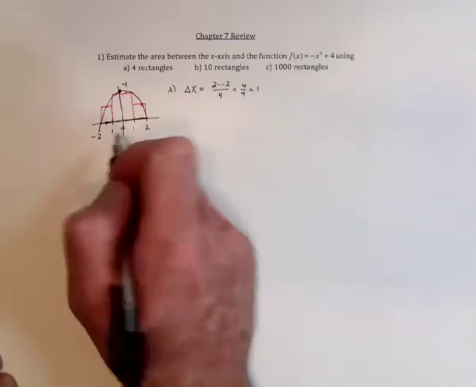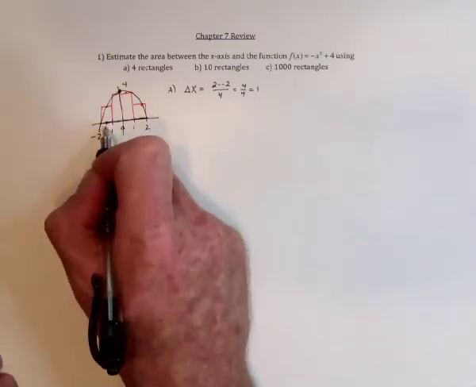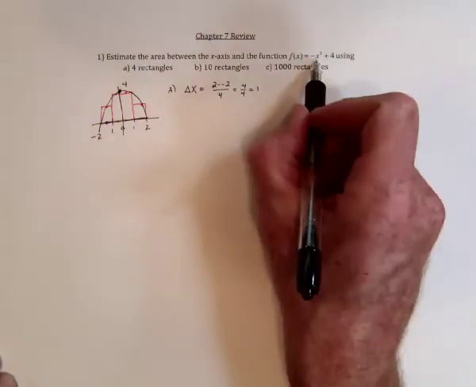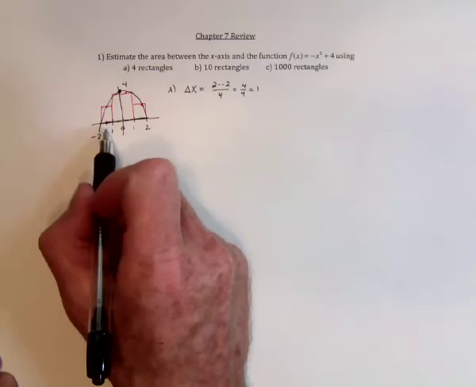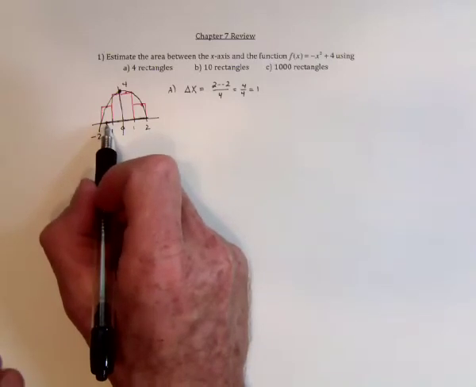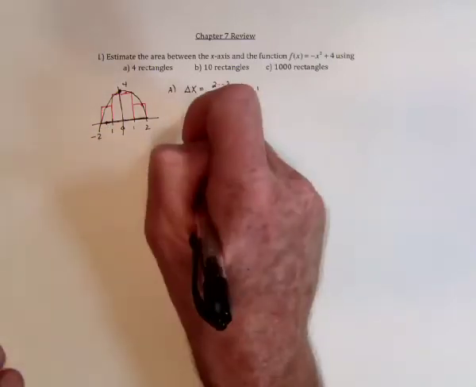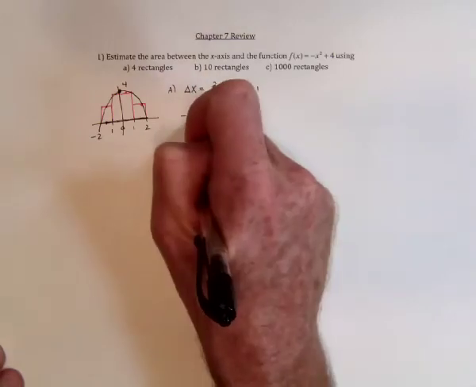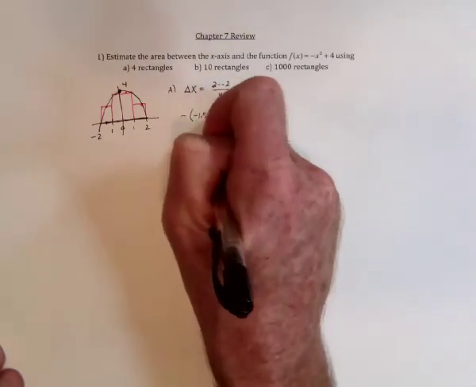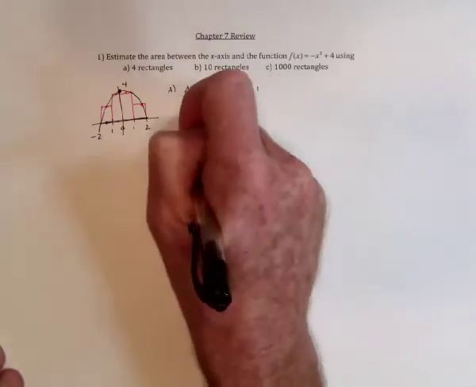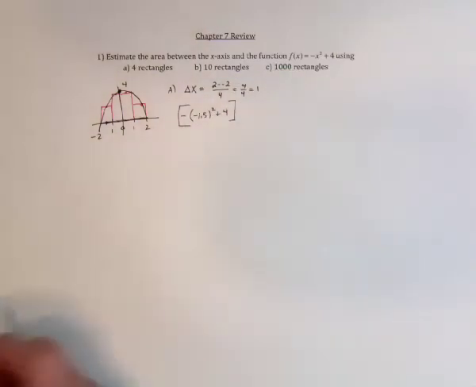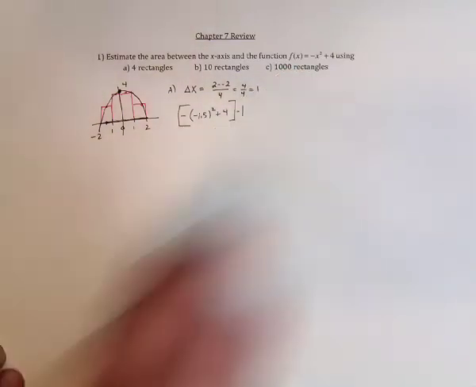So we could say take this, which is a -1.5, substitute it into the function, and then that's going to be the height, and the width is 1. So we would have negative of a -1.5 squared plus 4. That is the height, and then times the width, which is 1.